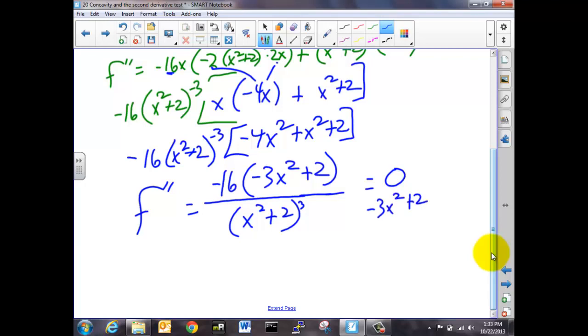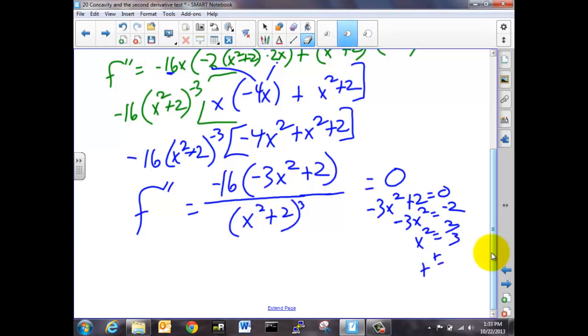Negative 3x squared plus 2 equals 0. Negative 3x squared equals negative 2. x squared equals 2/3. Plus or minus. We got to square root that stuff now. Plus or minus the square root of 2/3. That's an ugly number. That's okay.